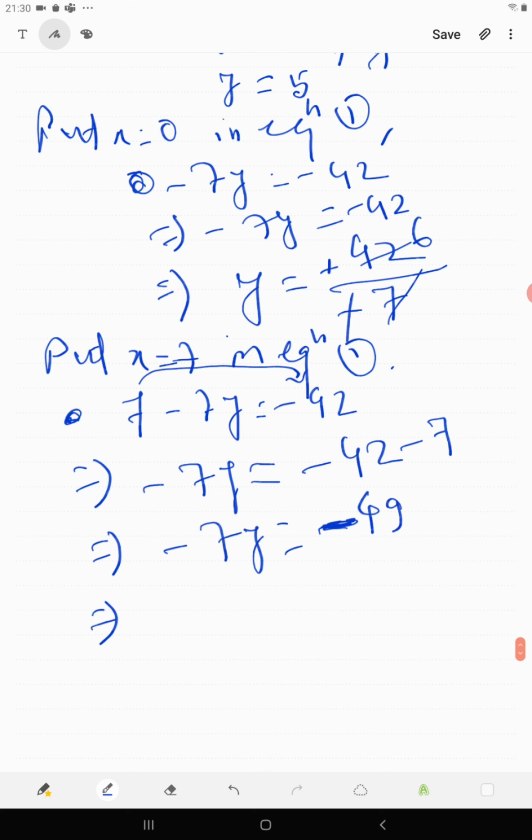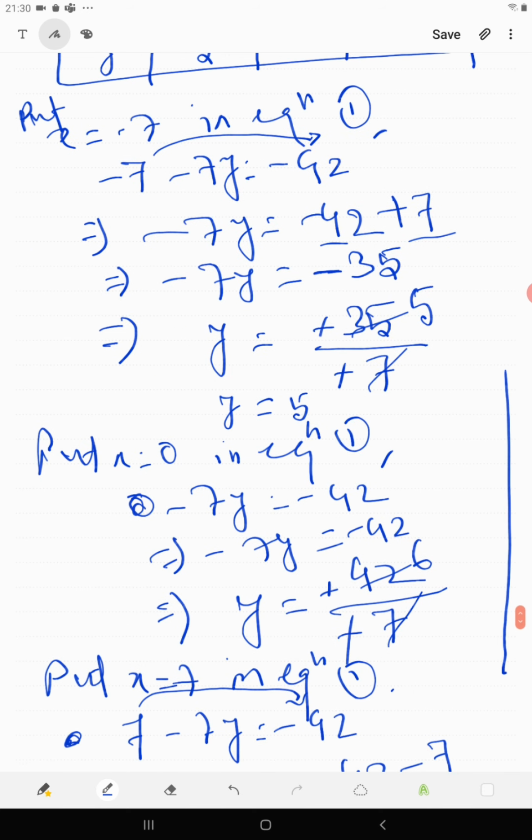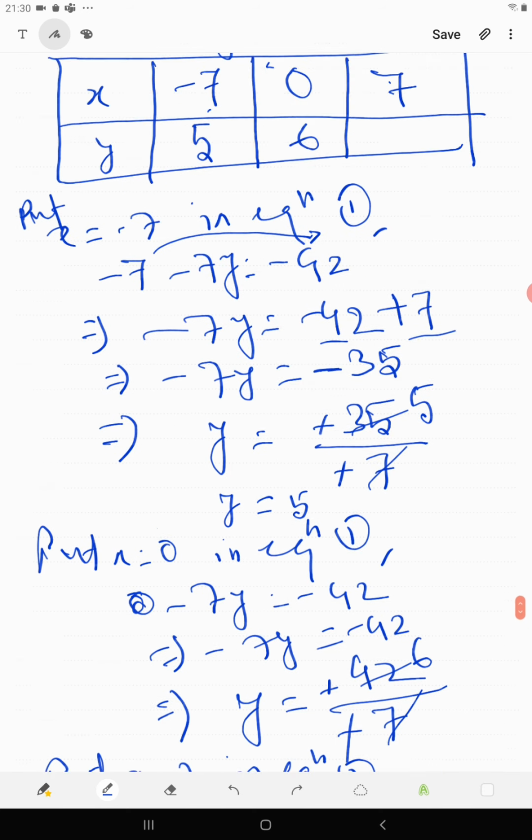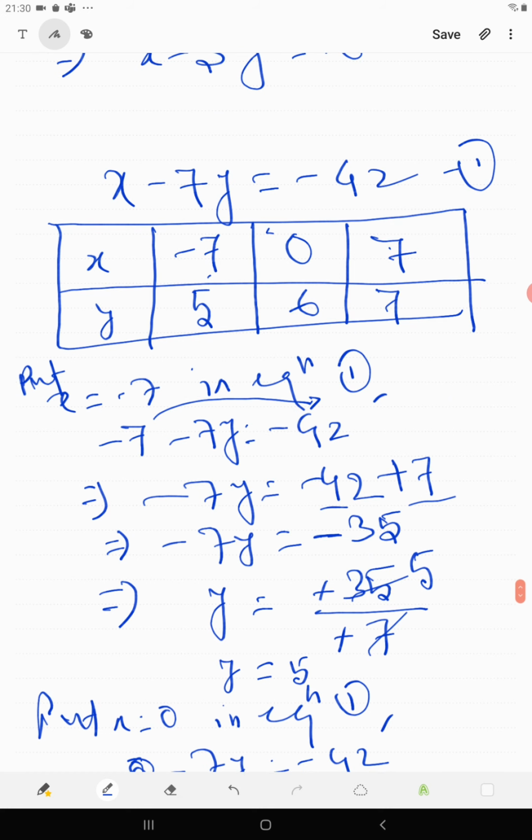Now minus 7 is multiplied with y, so when we take it to the right hand side, it will be division. So y equals minus 49 divided by minus 7. Minus minus cancel out, 7 sevens are 49. So we got y as 7. So this is for our first equation.